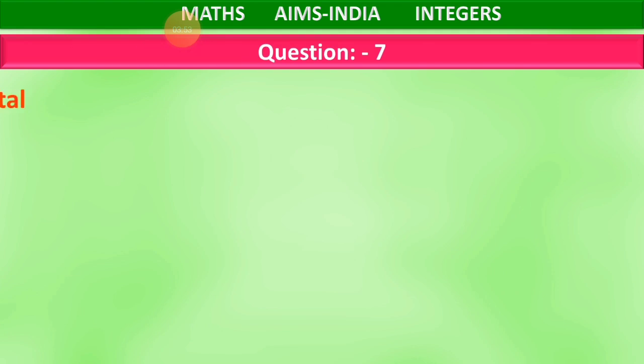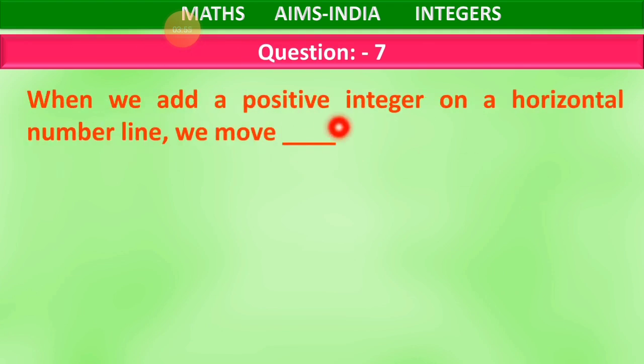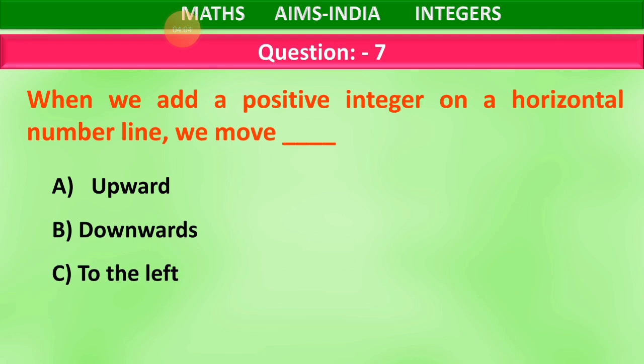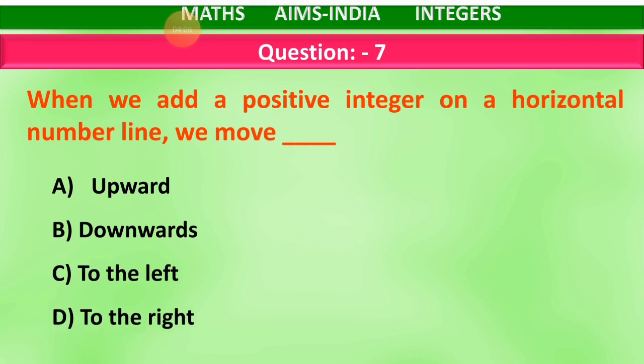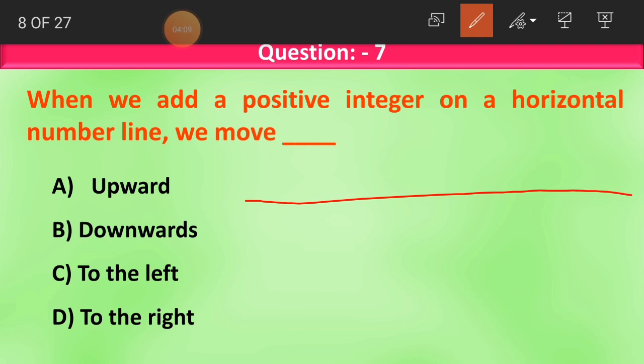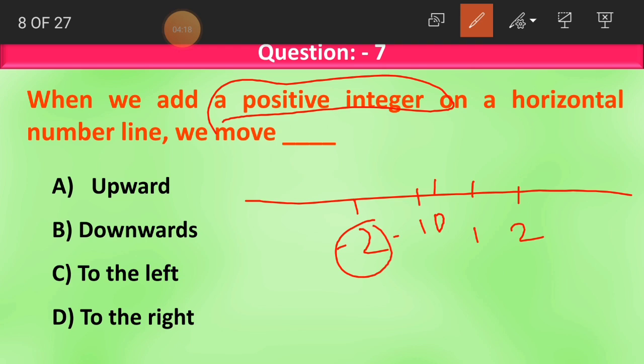The next question is question number 7. When we add a positive integer on a horizontal number line, we move A. Upward, B. Downwards, C. To the left, D. To the right. Now let us take a horizontal number line. What are they saying? When we add a positive integer, I'll take -2 and then add the positive integer 3 to it. 1, 2 and 3. The answer will be 1, right? -2 plus 3 is equal to 1.